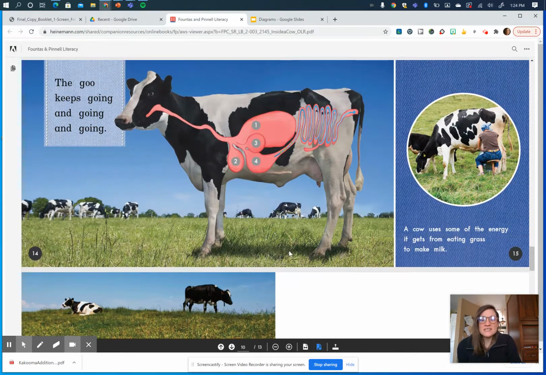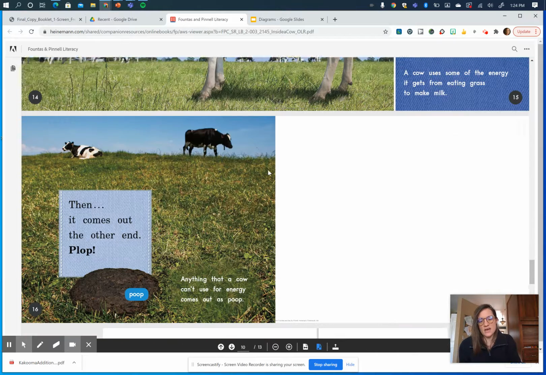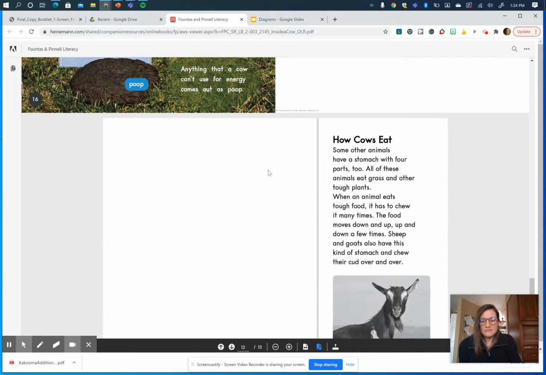So it might seem a little silly to talk about, but this illustration, this diagram here has been so helpful to understand what happens when a cow eats, right? That it has so many different stomachs and then what goes on there. So I'll finish reading the rest of the book.